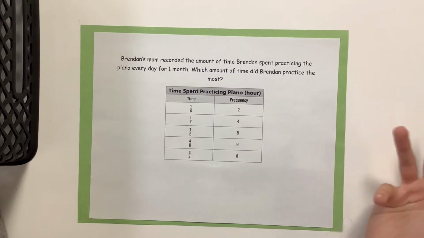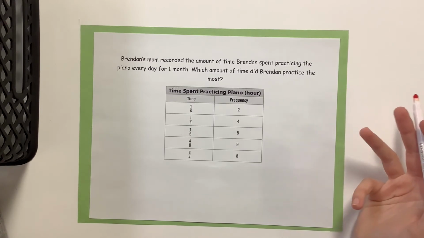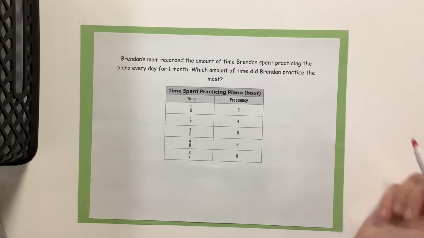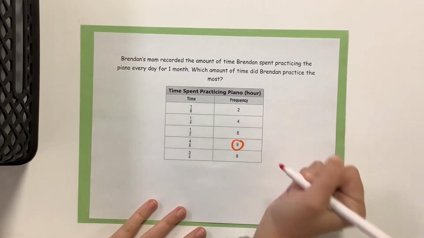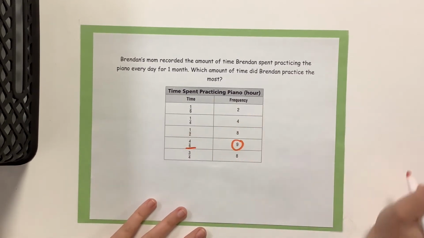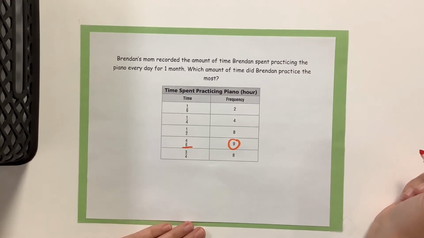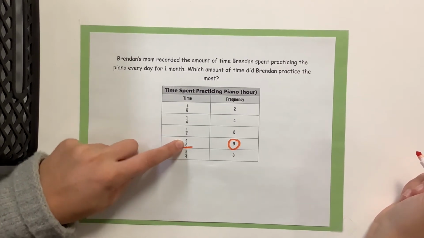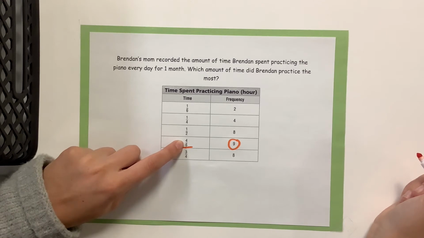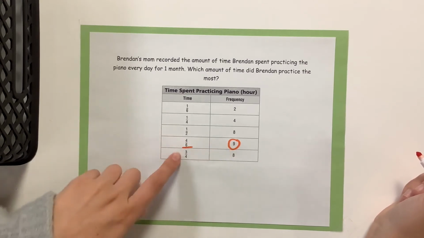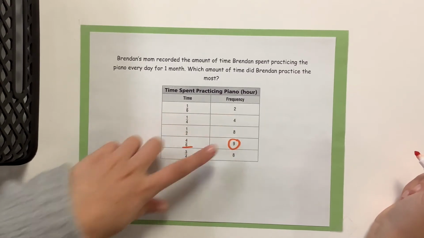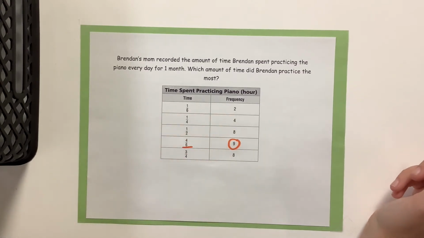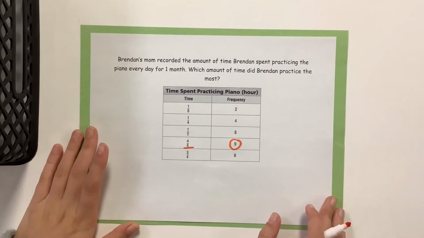Does he usually practice for 1/6 of an hour? Does he usually practice for 1/2 of an hour? What do you guys think? Well, if we look at our frequencies, 9 times he practiced for 4/6 of an hour. So this is the time he practiced the most. 9 of the times he practiced 4/6 of an hour. Look at all the other frequencies. They're less than 9. So frequency tables tell us how often something occurs.